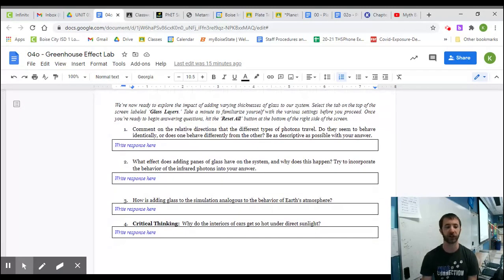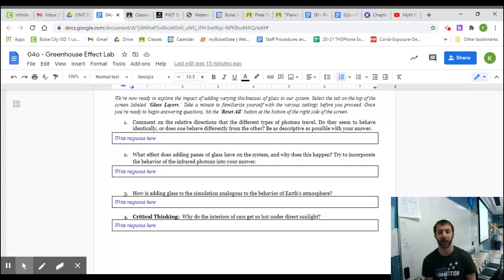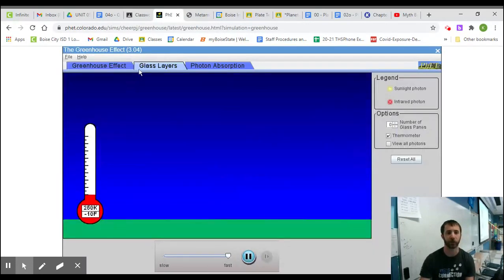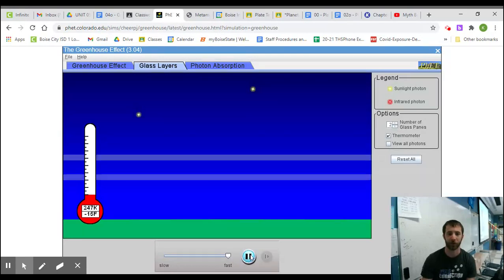In our final section here, we have the last section, which is the glass layers. So we're going to familiarize ourselves with that setup over here. We're going to switch to glass layers. What we can do here is, we can't change the greenhouse gases, but we can add glass panes. So you'll notice that these glass panes have been added. So we're just going to play around with it.